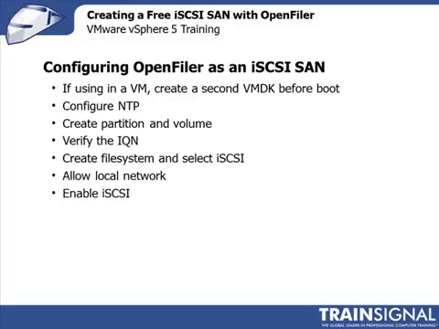The very first step on the list here is if you're running OpenFiler in a virtual machine, make sure you create a second VMDK before boot. That's because that second VMDK is actually going to be where the files are stored. That's going to be your data store. So the first VMDK that you create is going to be where the OpenFiler operating system is installed. The second VMDK and other subsequent VMDKs would be the actual SCSI or virtual SCSI volumes that OpenFiler sees and that it can share out using iSCSI or NFS or CIFS, whatever storage protocol you choose.